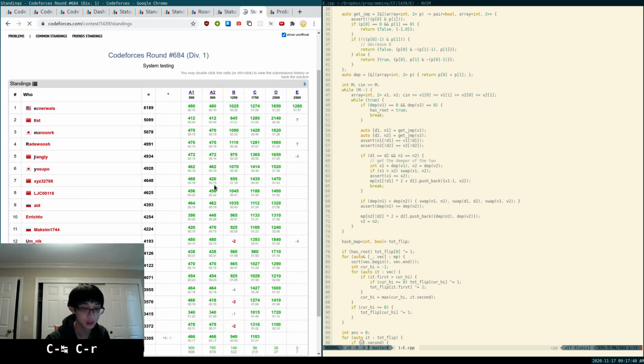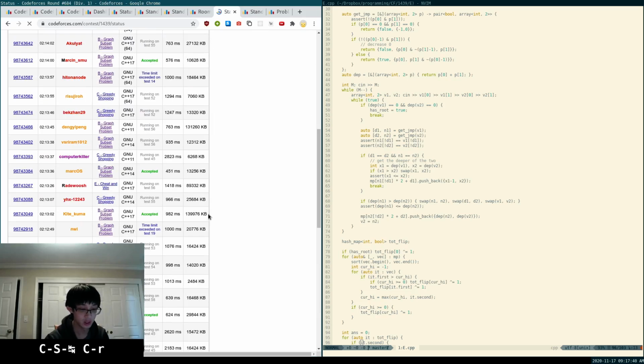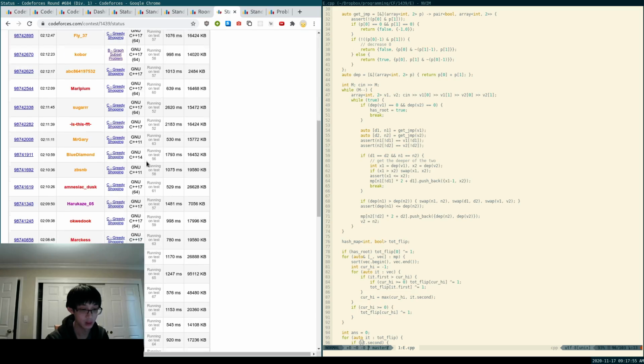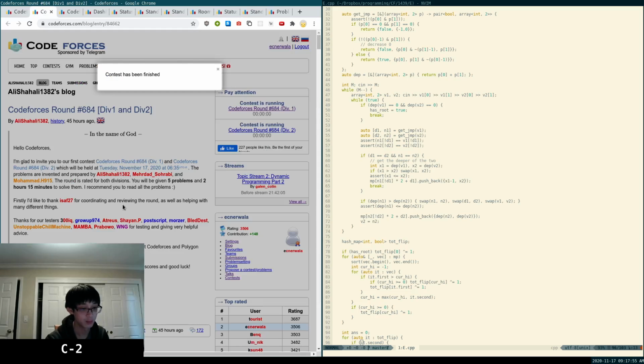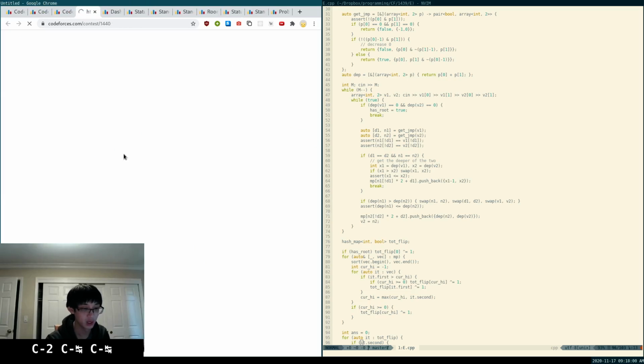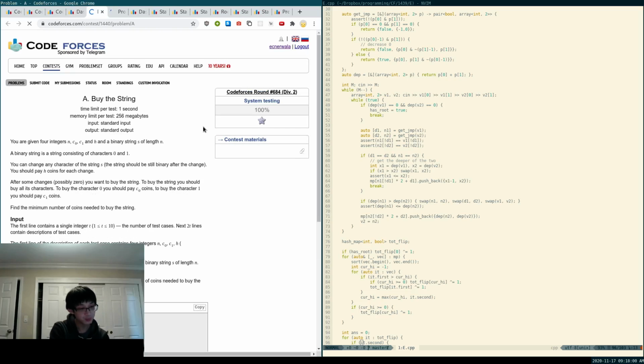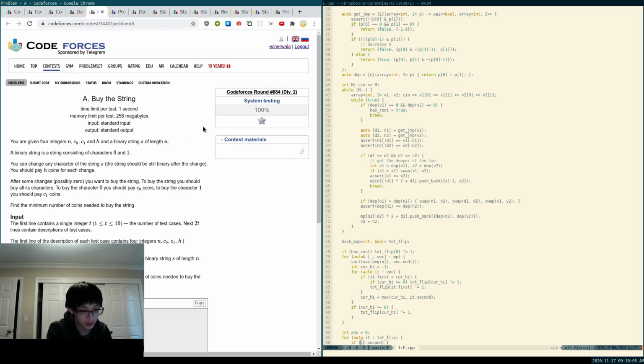It looks like most of the problems that are still running are problem B and C, because those are the ones that take a long time to run. We can filter down to running to see how many are left. But it's only a couple percent. One other thing we can do while we're waiting is go solve the div1 A and B. So I'll just do that really quickly.